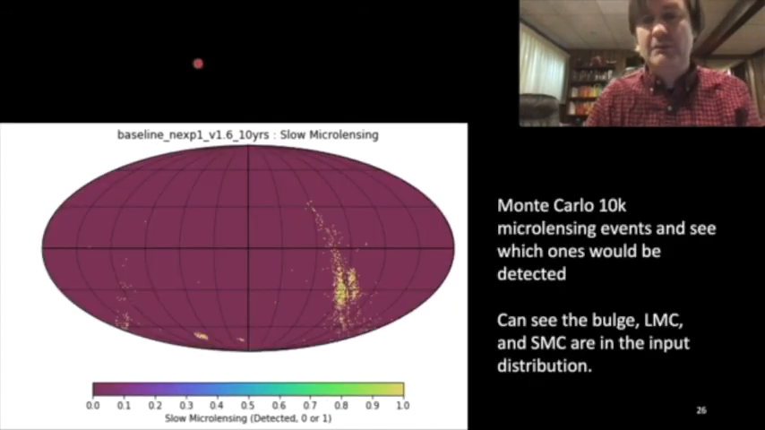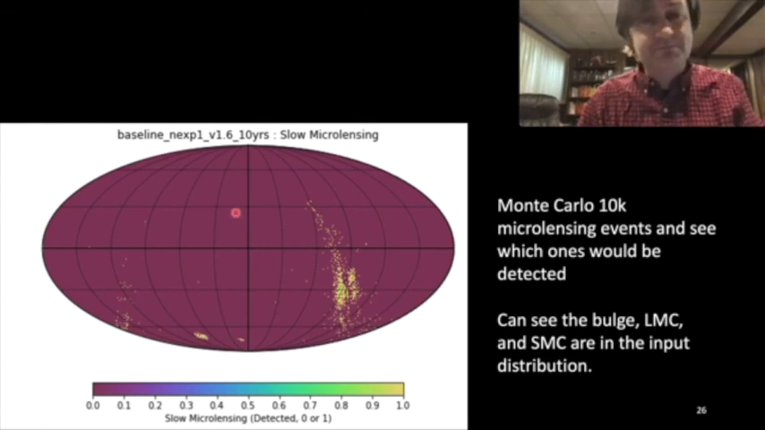And then here's an example where we use a Monte Carlo to generate 10,000 microlensing events to see which microlensing events could be recovered for a simulated survey. You can see the bulge jumps out as well as the large and small Magellanic Clouds, because that's where we expect most of the microlensing events to be. And so we can say how well we're doing.